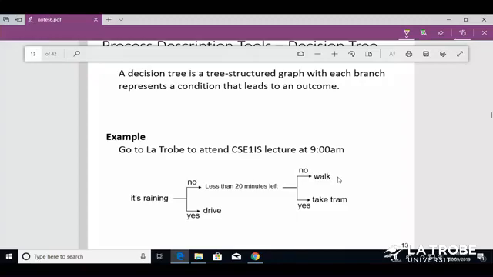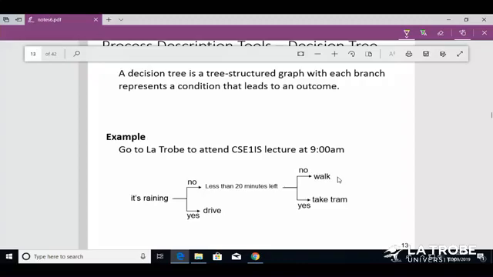Based on this scenario, you have conditions and you have outcomes. How many conditions do we have here? The first one: is it raining, yes or no? This is our first condition. If it's raining, I will drive, so this is the outcome of the condition. If it's not raining, I need to check whether I have less than 20 minutes. For example, I still have 15 minutes, not 20.